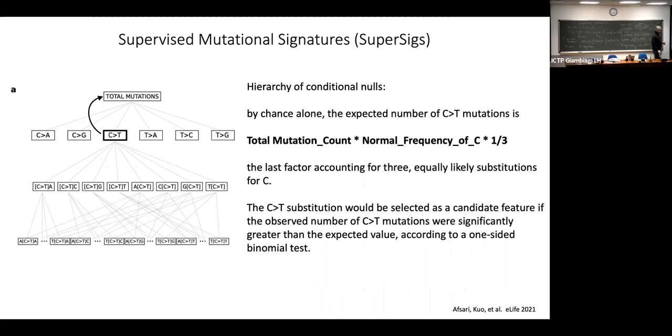And the simple way to do that is, for example, with the total number of mutations, to look at C-to-Ts. We say, well, how many C-to-Ts would you expect? So out of, say, a patient has 150 mutations total.